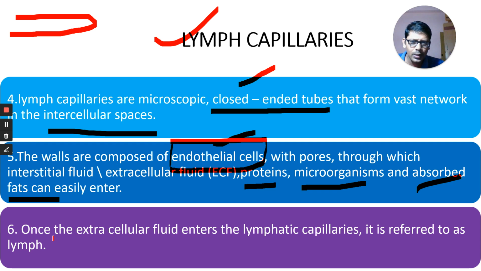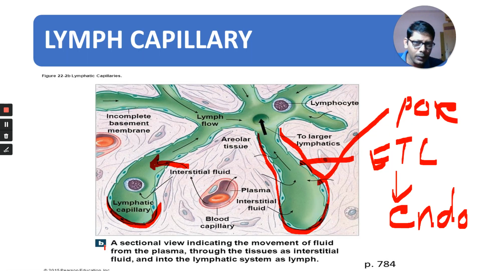Next, in first year zoology you learned what lymph is and how it is formed, as a 2 marks question from the IPE point of view. Once ECF, extracellular fluid, enters into the lymph capillaries, it is referred to as lymph. Once it enters here, what do we call it?